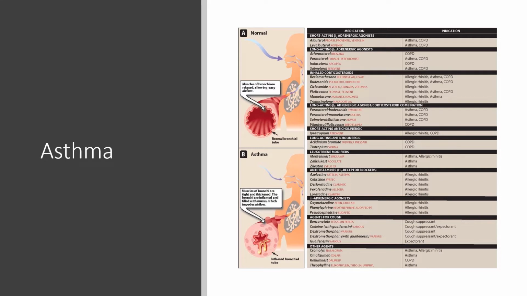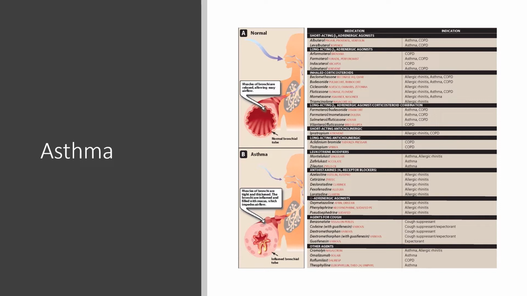And then there's the inhaled corticosteroids. We use these for asthma, COPD, and also for people who suffer from allergic rhinitis. And you may recognize the names of Qvar, Rhinocort, Flonase, Flovent, Nasonex, Nasacort. Then there's the long-acting adrenergic agonist corticosteroid combination. We'll see these used a lot in both asthma and COPD, the chronic asthma patient, and those you'll see by the name of Symbicort, Dulera, Advair, Breo.